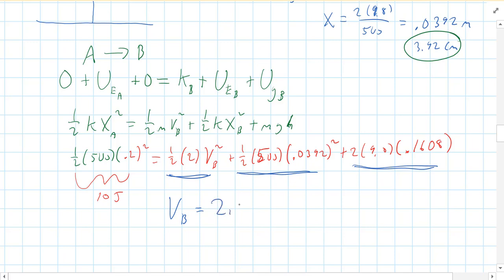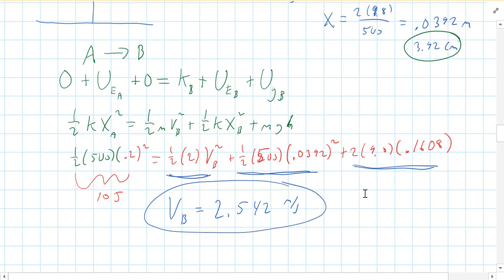And here's what I got when I did this. I got 2.542 meters per second. So that's the max speed of the book. Now, by the way, that's not very fast. That's maybe about 5.5 miles an hour or so. But hey, at least it's moving. So that's the hardest part. That's going from A to B.